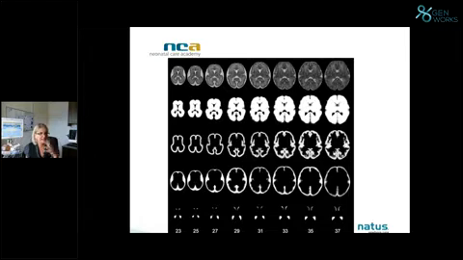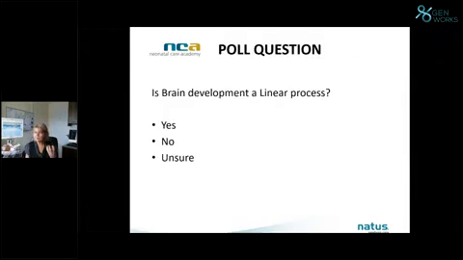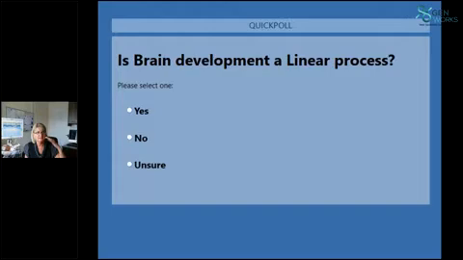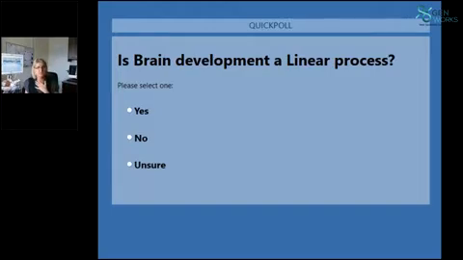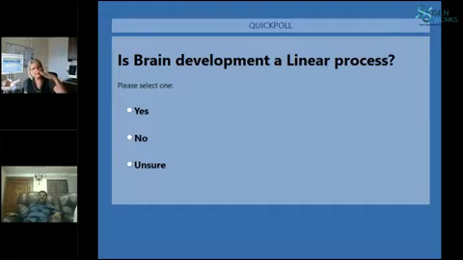But it's not just about structure. Clearly as well inside we've got all of the firing and wiring and everything that makes up this baby's brain. So I have another poll question for you guys, which is, do you think brain development is a linear process? Do you think it just all happens in one linear line? So either yes, it is, no, it isn't, or you're unsure. It's just growing in a linear fashion, or does something happen differently at different points in gestation?